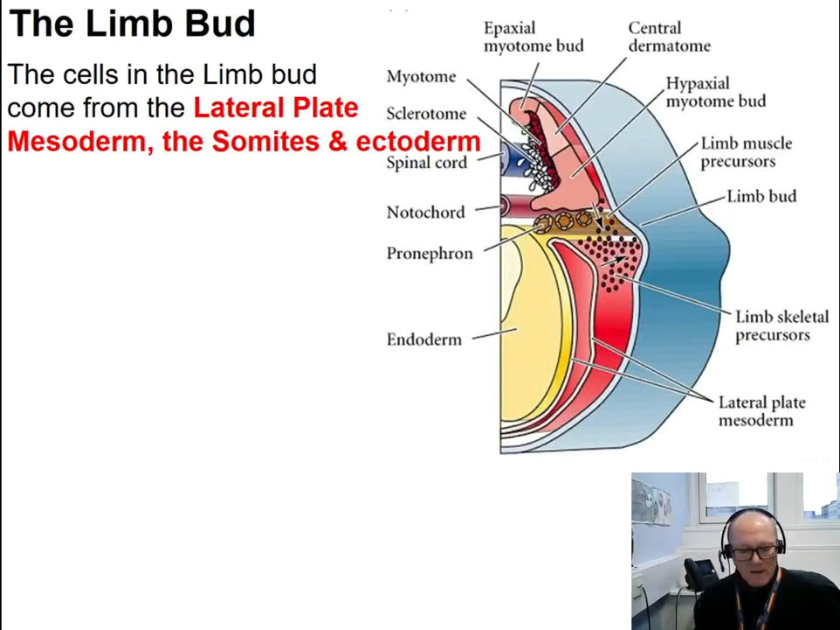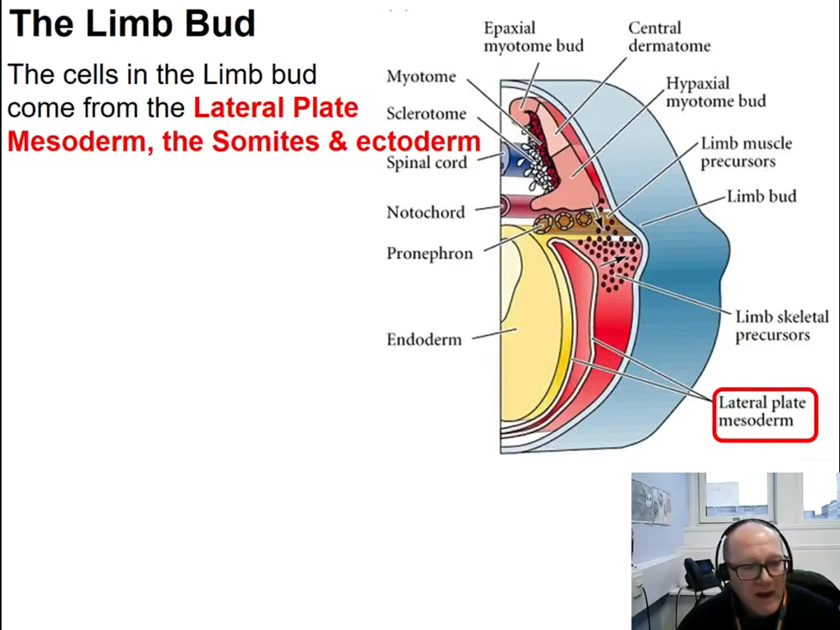Okay, but where do the cells that contribute to the formation of the limb come from? Well, they come from different places. They come from the lateral plate mesoderm. So here in this cartoon, you have a virtual section of an embryo, from dorsal to ventral. We recognize the neural tube, or spinal cord as they call it here, and the notochord below it.